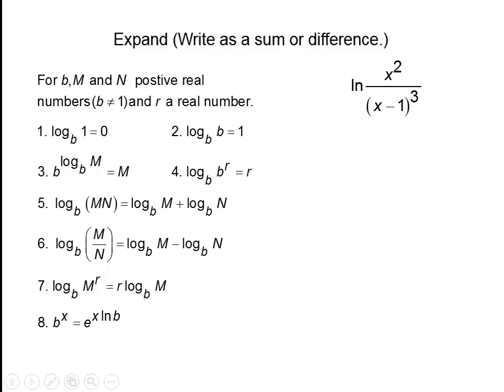How about here? First, property 6 allows us to write the quotient as a difference. Then, both the exponent of 2 and 3 will be written as factors. And this is as simple as the expression can be written.